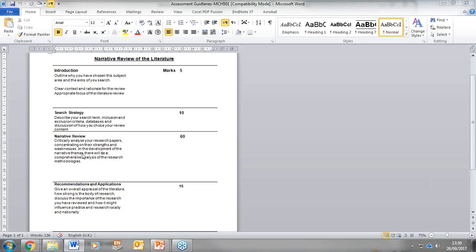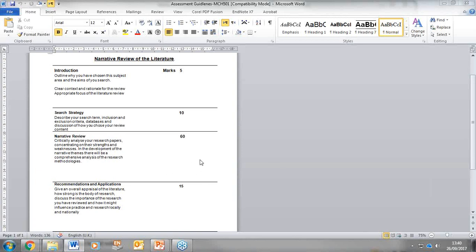Then we move into the actual narrative review, which says critically analyse your research papers, concentrating on their strengths and weaknesses in the development of narrative themes. There will be a comprehensive analysis of the research methodologies. So we're going to talk about research methodologies in a moment, but that's 60 marks. So that's very much the bulk of the assignment, and it's about dividing it up into narrative themes. What I do not want, absolutely categorically do not want, is Jones et al. said this, Smith et al. said that, and a one-by-one procession of the articles that you have reviewed. That is not the intention of a narrative review.